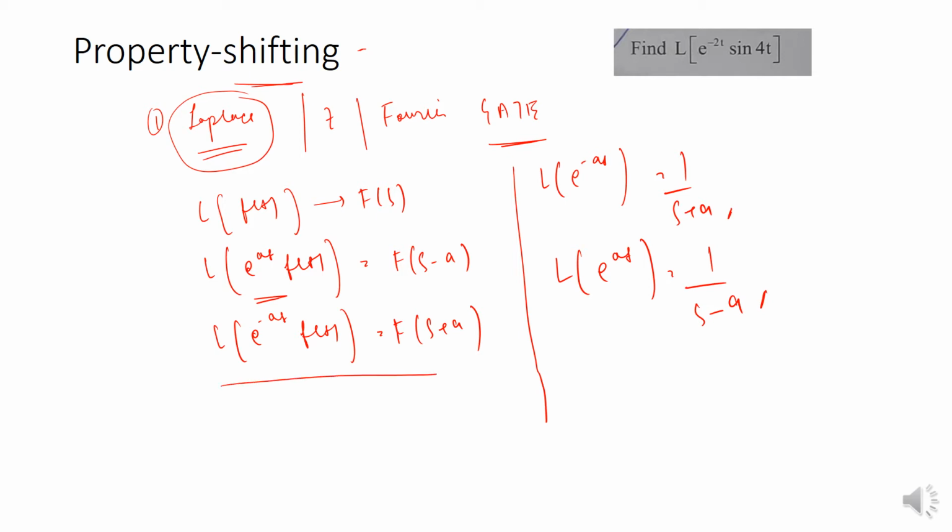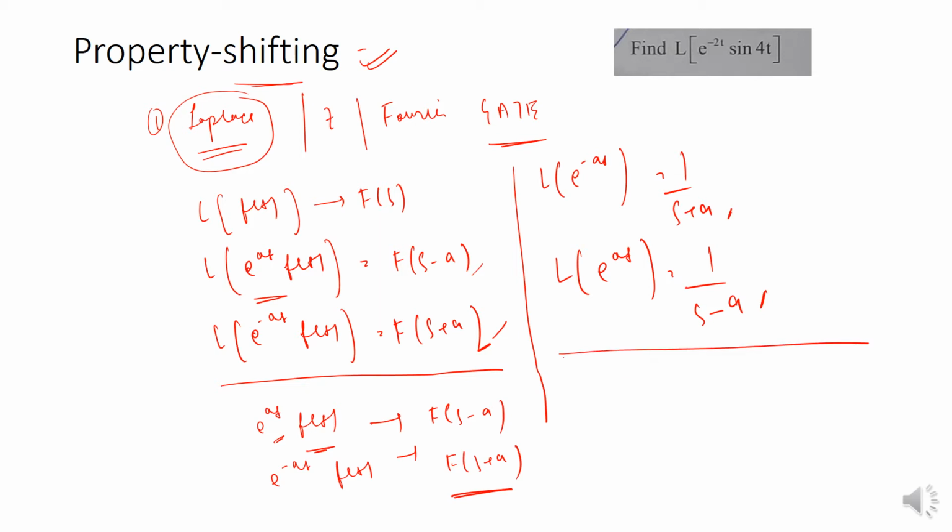So why this is called shifting is, if you have a signal f of t, and you are multiplying this signal with e power at, or with e power minus at, the output in the Laplace domain actually gets shifted by minus a or a, depending upon what you have multiplied it with. If you have multiplied with e power at, then it becomes F of s minus a, and here it becomes F of s plus a. Now see this question.